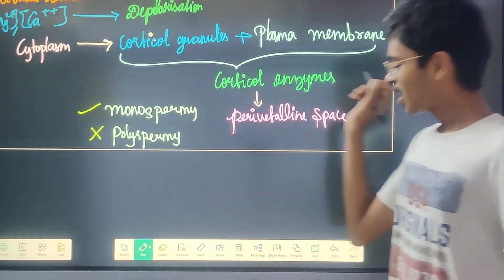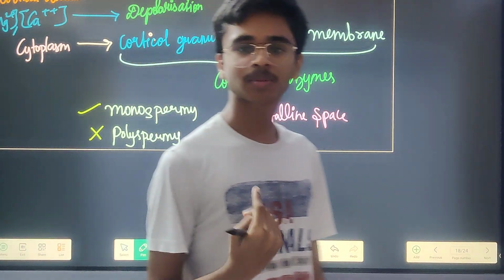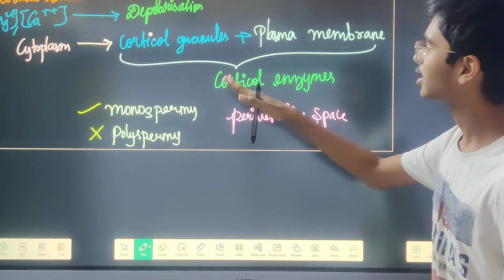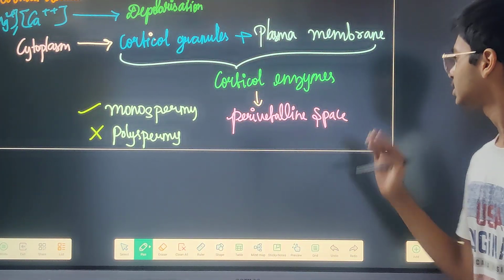Today we are going to see cortical reactions, from part 2 of human reproduction. In the last video we ended with the cortical reaction up to this much, and now we are going to see the remaining part.